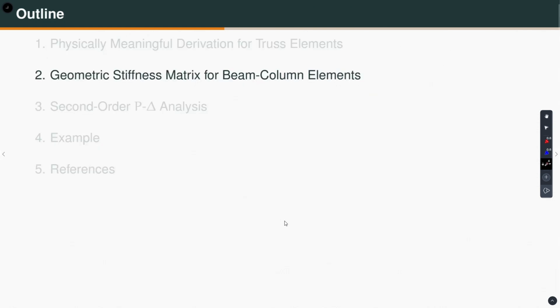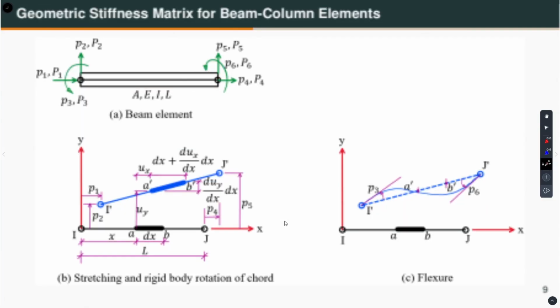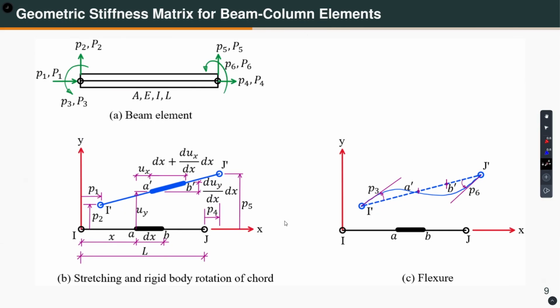Now let us talk about the geometric stiffness matrix for a beam column element. If you recall from the direct stiffness method lecture, we have a beam column element in the local coordinate system. Again, little p's are the displacements and capital P's are the forces.